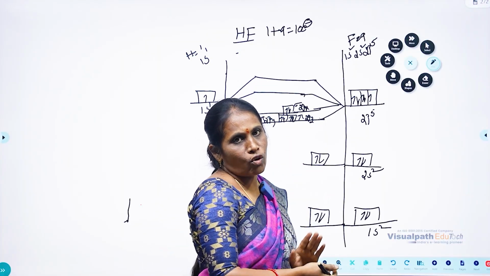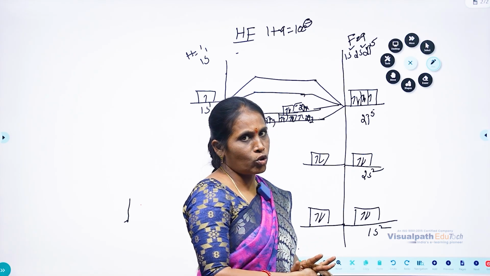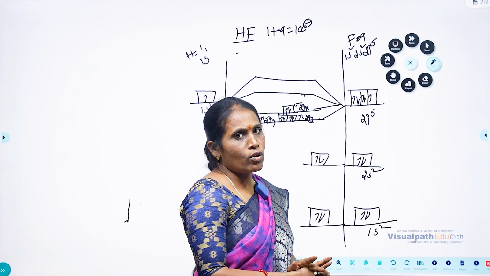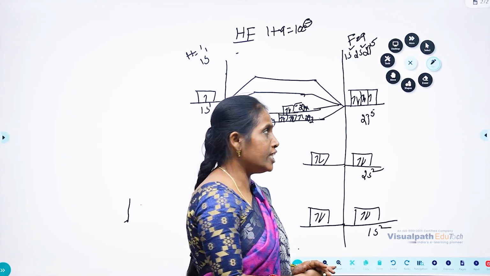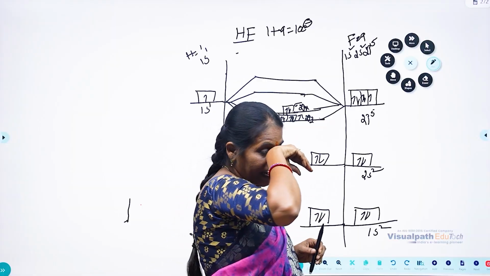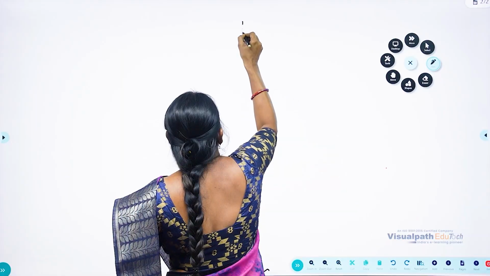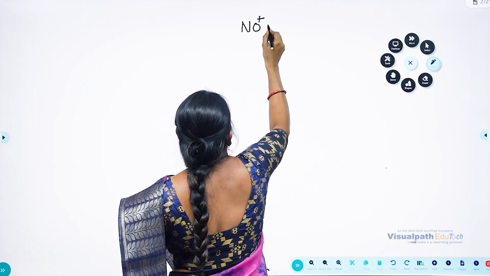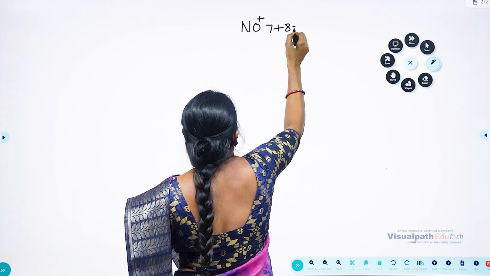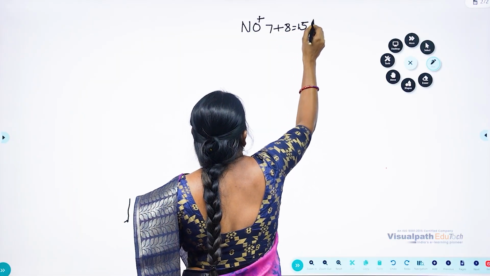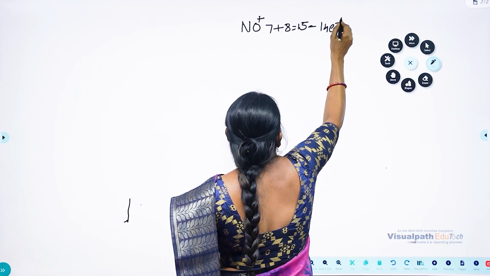In this hydrogen fluoride, there are no unpaired electrons, only paired electrons. So paired electrons means it shows diamagnetic nature. It is the example of the HF molecule. And next, the last example, that is NO plus. Here nitrogen is with 7 and oxygen is with 8. Total 15. So here it is with 14 electrons.